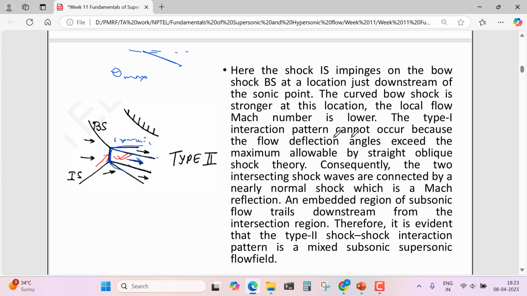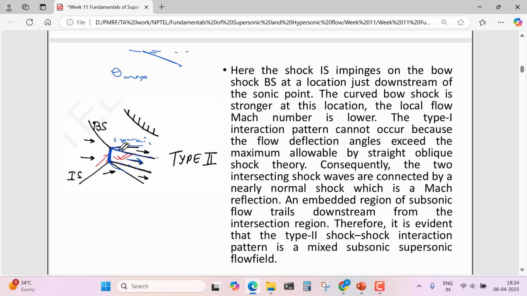For type 1, the interaction pattern cannot occur because the flow deflection angle exceeds the maximum allowable by straight oblique shock theory, which I already told you, that this angle is greater than the theta max value. That's why this type 1 interaction will not occur. Consequently, the two interacting shock waves are connected by a nearly normal shock, which is the Mach reflection. This is the Mach reflection, which is the normal shock wave.